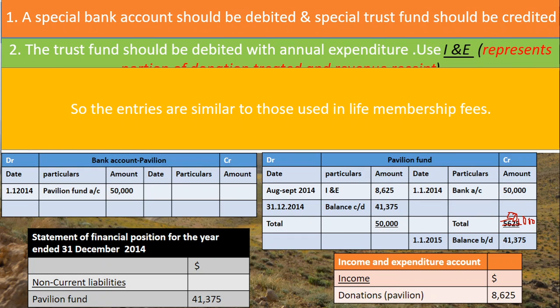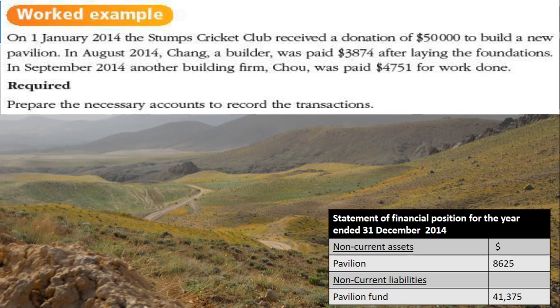So there are still more entries to be passed out. The question has asked us to prepare necessary accounts, so we need to make other accounts as well. Other accounts are the accounts where we show payable to Chang and Chow, and then we make payment to Chang and Chow, and then the pavilion is being built. So here we need to show the pavilion being built, payable being recorded to Chang and Chow, and then payment being made to Chang and Chow.